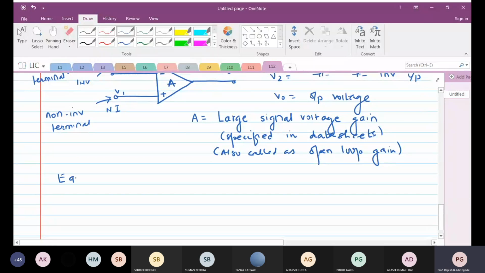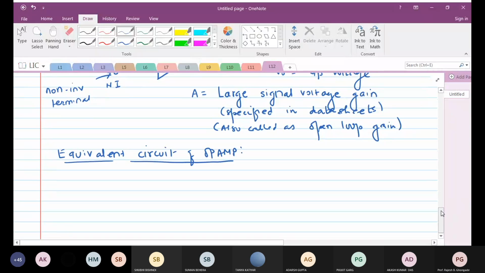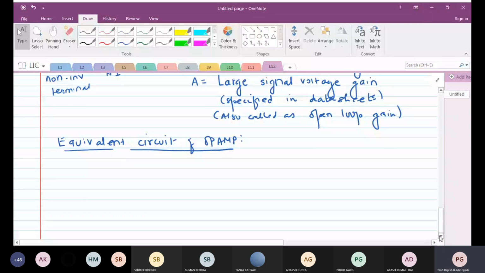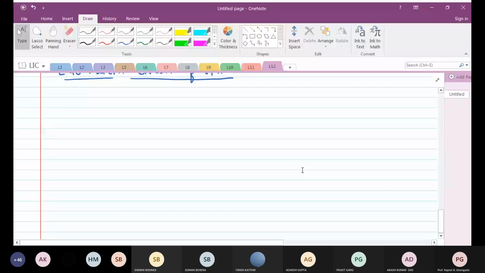Let us see the equivalent circuit of op-amp. But for that, you have to understand some very important parameters of operational amplifier. So we start with the equivalent circuit. So I can draw the equivalent circuit like this. See carefully. So actually the equivalent circuit looks like is shown like this.